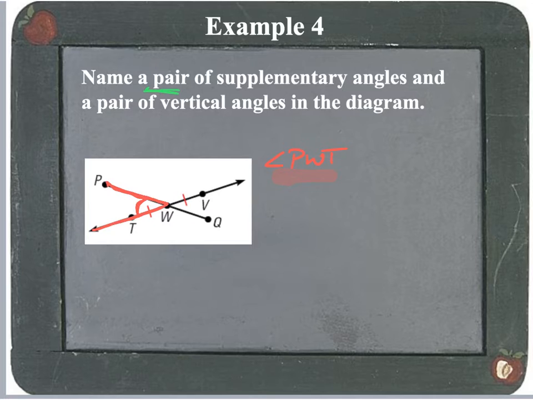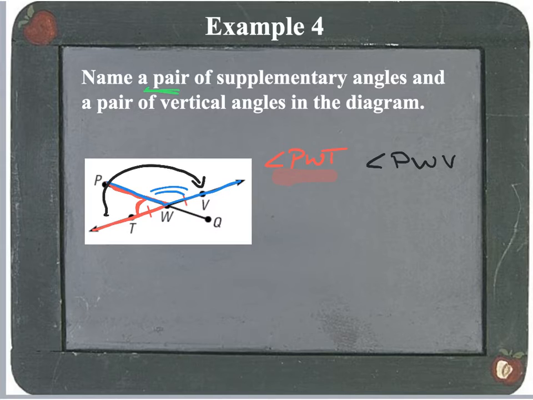Yes, sir. PWT and PWV. PWT, that's what's drawn there, and PWV. Those two would work together because if you look at them as a pair, they make 180 degrees. That was not the only combination you could have done. You could have done lots of them. Somebody want to give me a different pair?